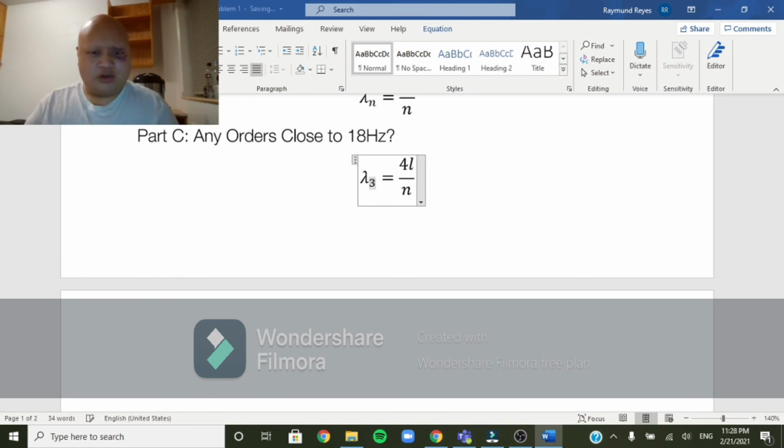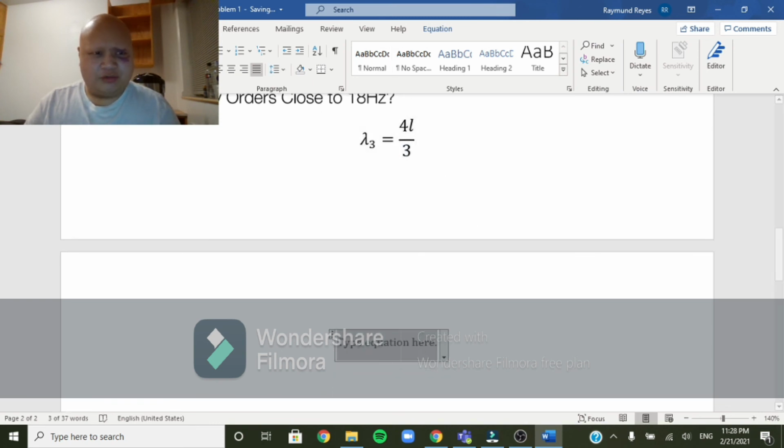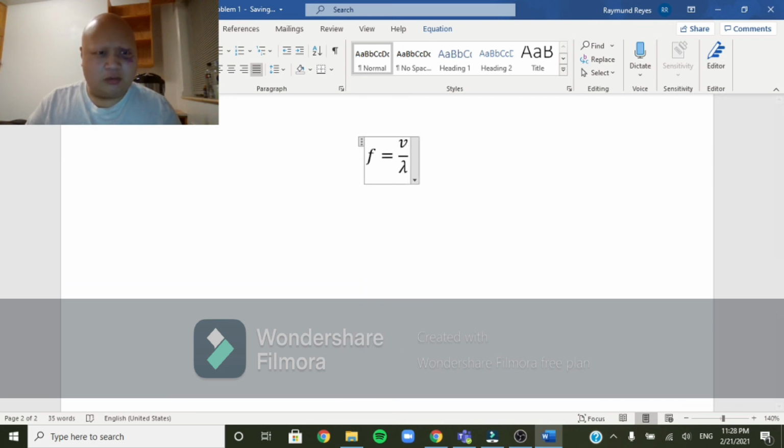So let's calculate for the third order. n equals 3. Let's get the fundamental equation for frequency and wavelength, and plug in 4L over 3 for lambda. Or we can just multiply the velocity by 3 and then divide it by 4L. Plug in all the numbers and you would get 17.996 hertz, and that's essentially 18 hertz. So basically your answer should be the third order for C.